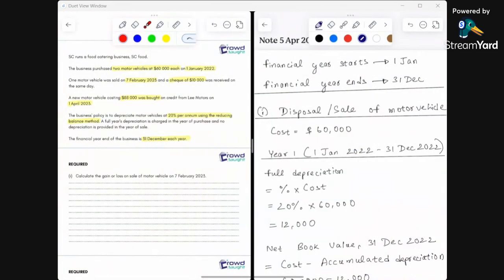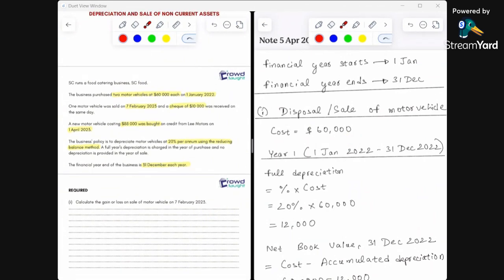So let's look into the workings we have got on the right hand side. Based on what we have read so far in this question, we understand that the financial year of the business starts on 1 January and ends on 31 December. And we know based on the first question that we have disposed or sold a motor vehicle, and this motor vehicle which we have sold had a cost of $60,000 and was bought on 1 January 2022, which is what we can verify based on the second line that you can see I'm placing a tick next to.